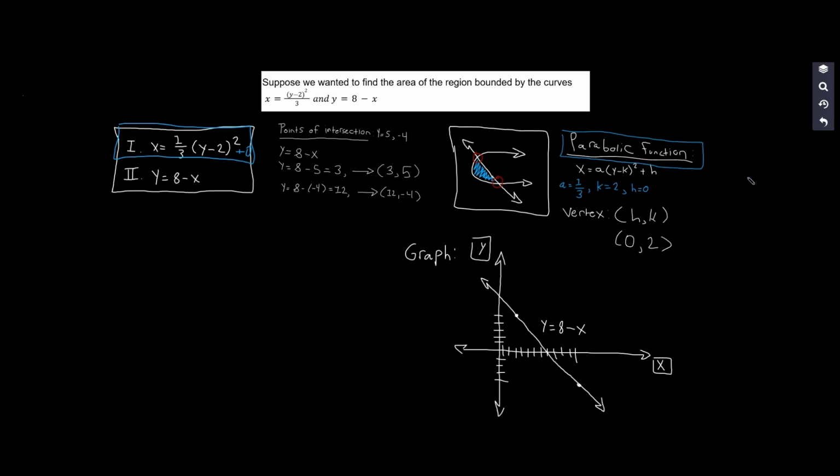The parabola will be blue. Now we know the vertex is going to be (0, 2). We're going to go to the origin here. We're going to say that x is 0, and then we're going to count up 2 because y is 2. 1 and 2. Put a dot right here.